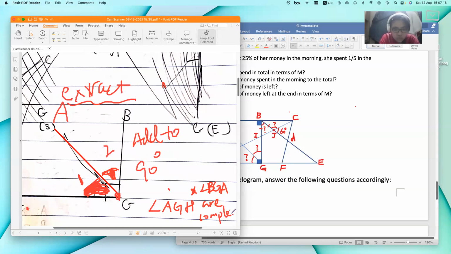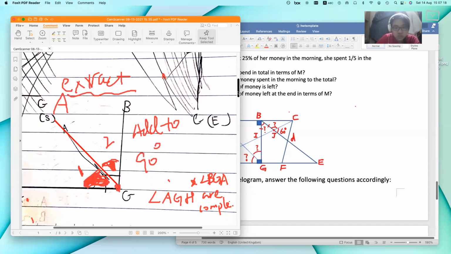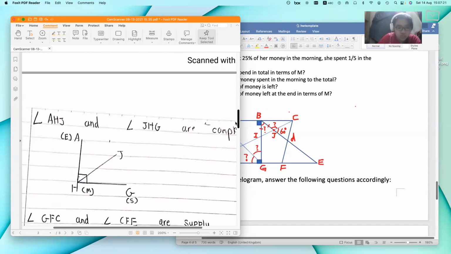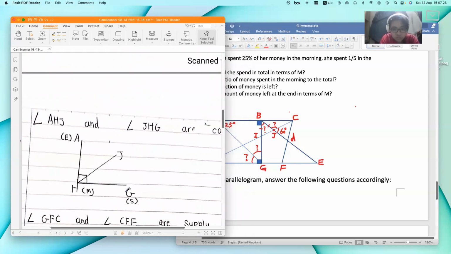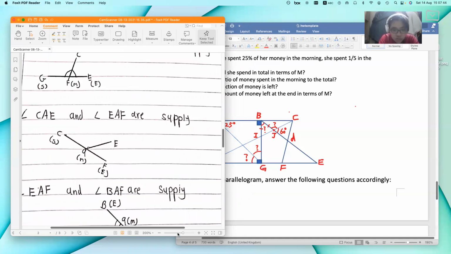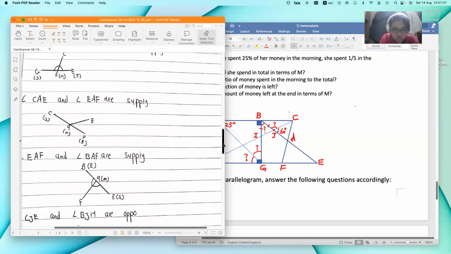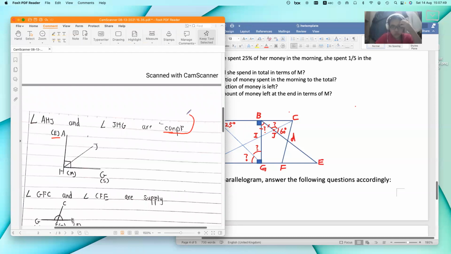Simple? Okay, yeah. So the next question. Now, can you see this? This is your work, right? Can you see your work? This is E. What do you mean by E? Are you looking for complementary angle again? Yes, you're looking for complementary, right?